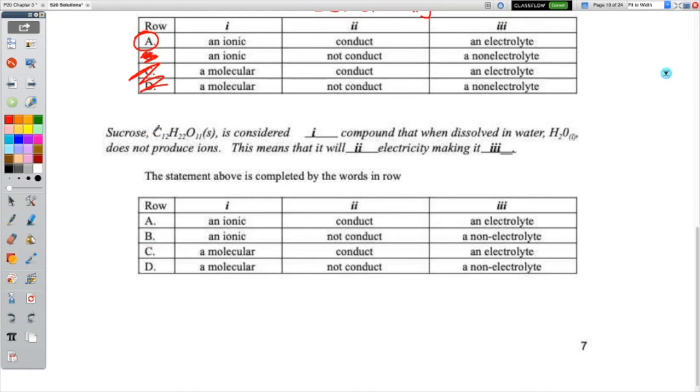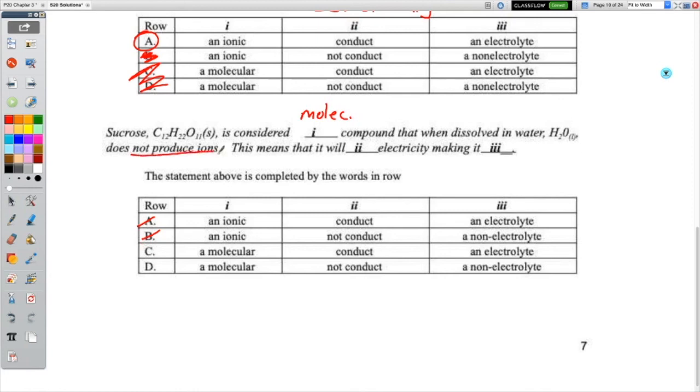If you look at your periodic table, hydrogen, same thing. Again, it's in group 1, but that's more because of its 1 valence electron. Hydrogen, definitely a nonmetal. Okay. Oxygen, also a nonmetal. So we got 3 nonmetals here. I'm thinking molecular. We can eliminate A and B. It's considered a molecular compound that when dissolved in water, H2O, does not produce ions.